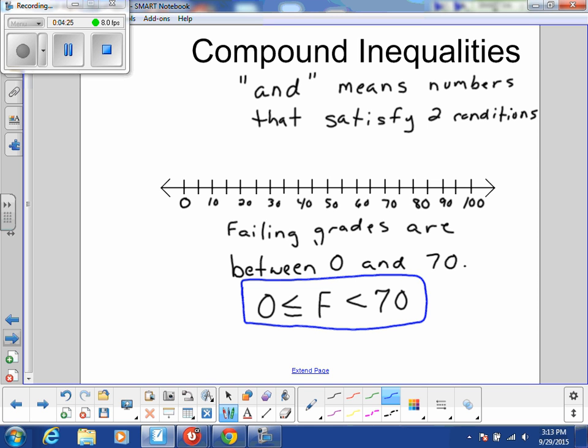So on the number line, I would put a filled-in dot at 0 and an open circle at 70. If you hit 70, you're passing. But the failing grades are the ones in between 0 and 70. You will not get a grade less than 0, so there's no need to include negative numbers on the number line here. So there's another example of an and inequality. And means numbers that are both more than 0 and also less than 70. I really should have said 0 or greater.